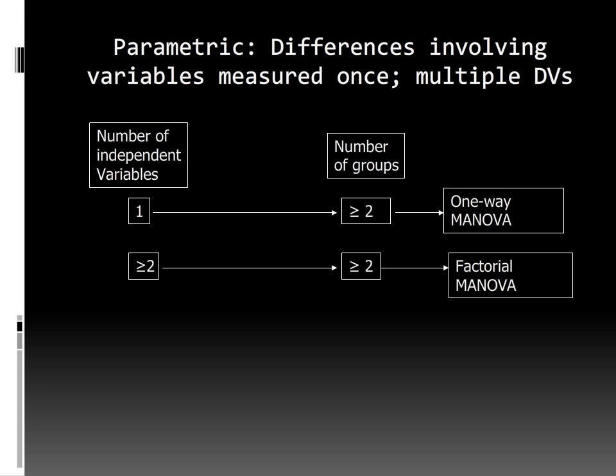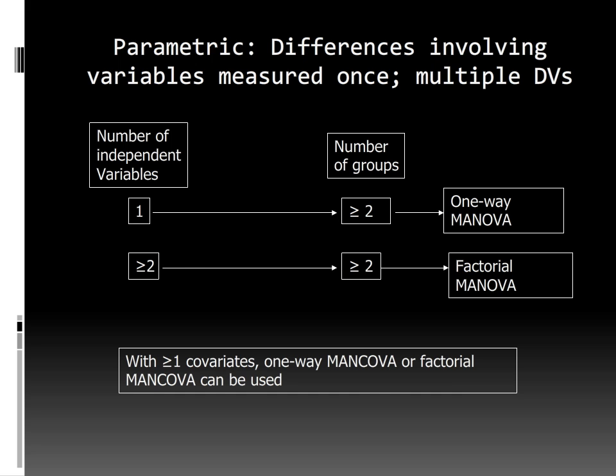So we would examine differences in intrinsic motivation, introjected regulation, and external regulation in a sample of 11, 12, and 13-year-old males and females. Our independent variables would be age, and that has 3 levels, and gender, which has 2 levels. And our dependent variables would be intrinsic motivation, introjected regulation, and external regulation. Therefore, we would need to run a factorial MANOVA. If there were one or more covariates, one-way MANCOVA or factorial MANCOVA can be used.